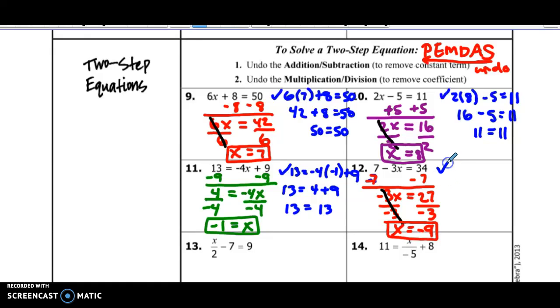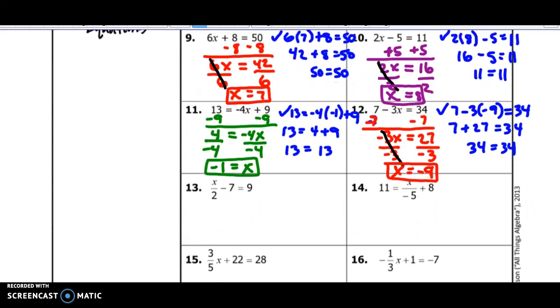I'm going to substitute -9 back into my equation for x. So I have 7 minus 3 times -9 equals 34. Now a -3 times a -9 makes a positive 27. And 7 plus 27 is 34. 34 equals 34. So it checks out.